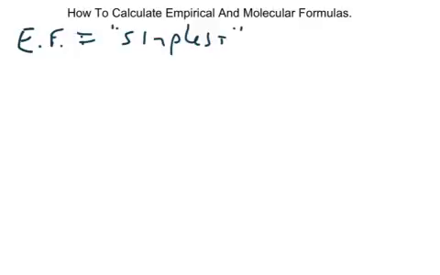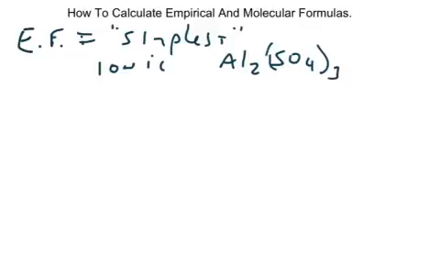Okay, so empirical formulas are the easiest. The empirical formula, and I'm going to abbreviate it EF, is going to be the simplest ratio of ions in an ionic compound. So, for example, for an ionic material, the EF is going to be something like Al2(SO4)3. So, that is the simplest ratio.